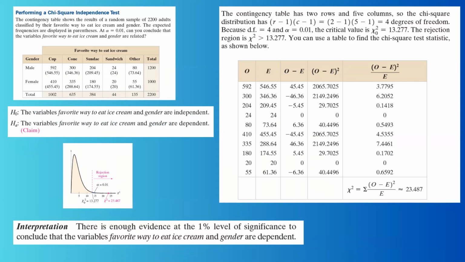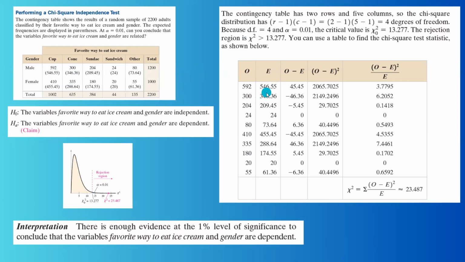Perfect. So as you can see in the observed column, we list 529, 300, 204, 24, 80, and then we go to the next category, 410, 335, 180, 20, and 55. The expected is going to be in parentheses, 546.55, 346.36, and so on. All of them are listed here.